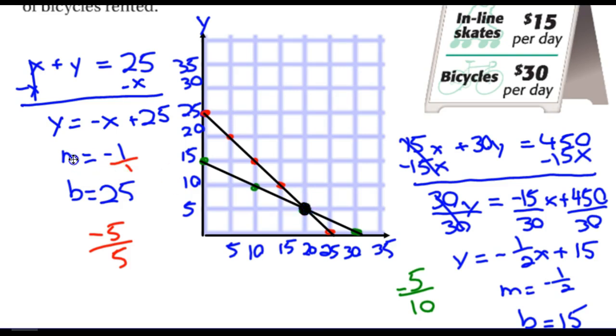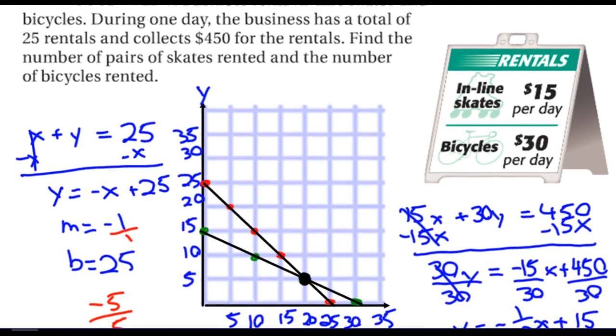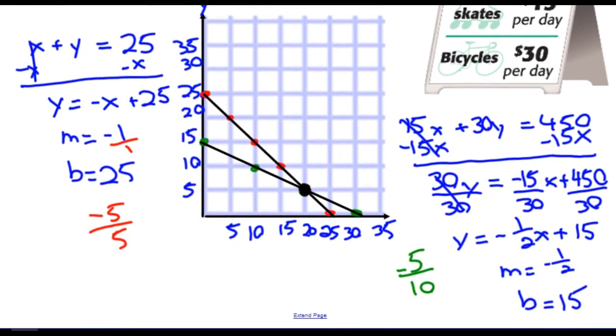Now this intersection tells us the number of pairs of skates rented. So it says that X is on 20. So we said X was the skates, and Y was on 5. 5 means bikes. So in this day, they rented out 20 skates and 5 bikes.